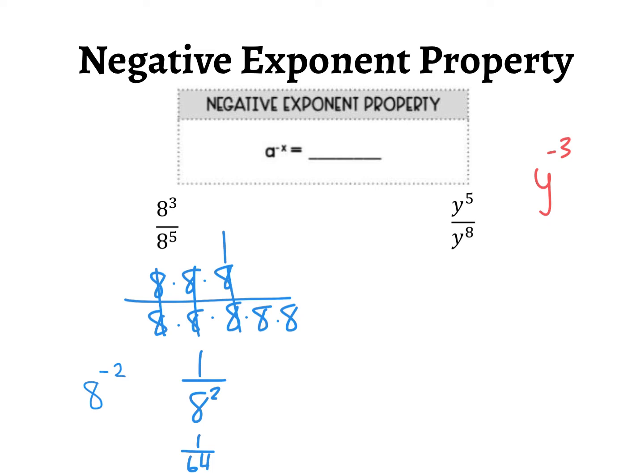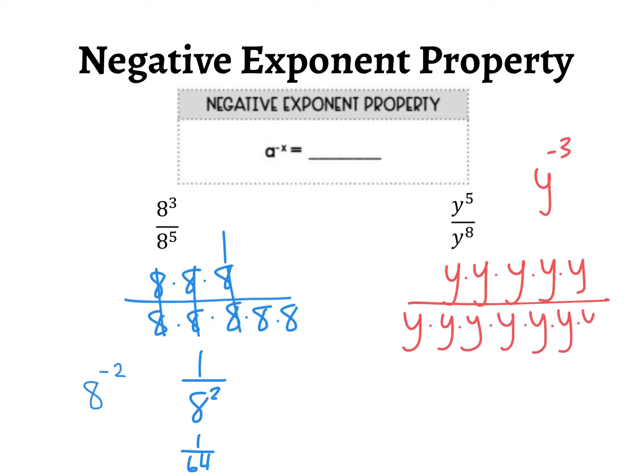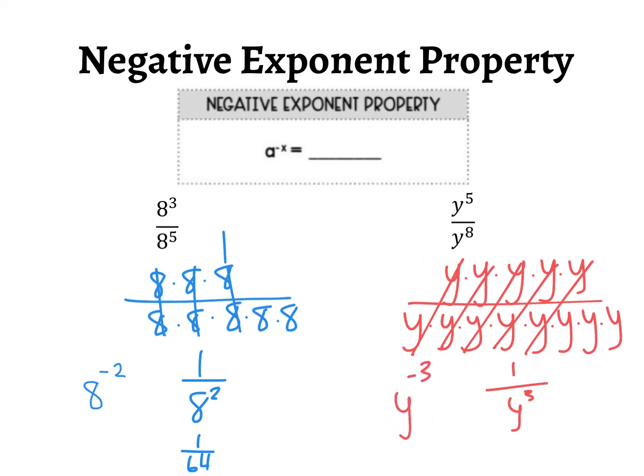If I do this in expanded form, I have y times itself 5 times, and we're dividing by y times itself 8 times: 1, 2, 3, 4, 5, 6, 7, 8. As you start canceling y's, we're going to be left with 3 in the bottom. So we're going to have 1 over y to the 3rd power. And as I said earlier, this negative exponent can be written in the same way. This is really just this.